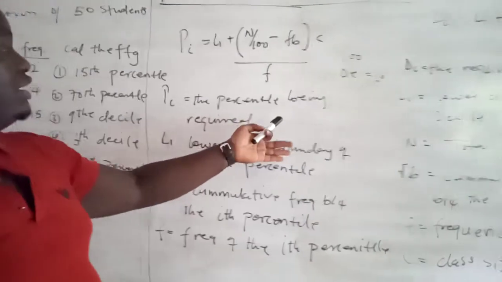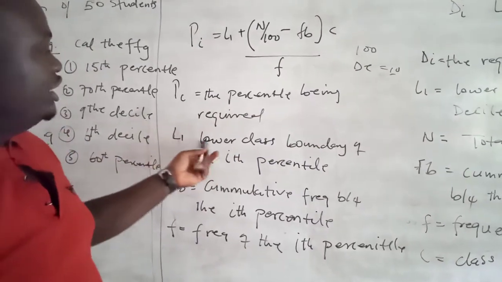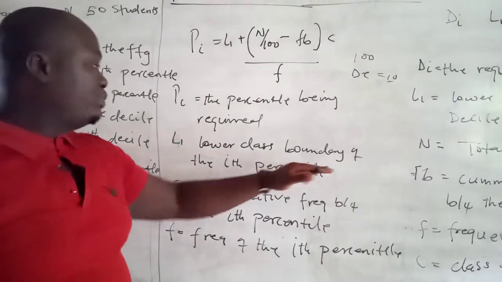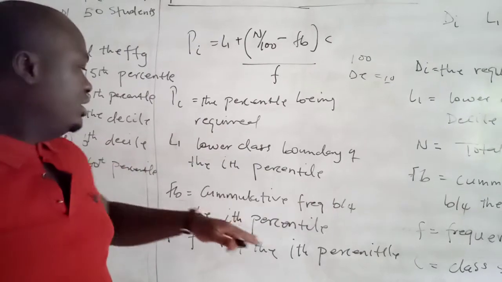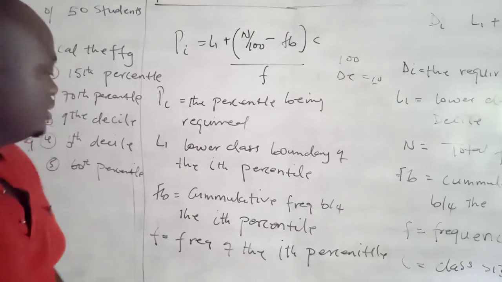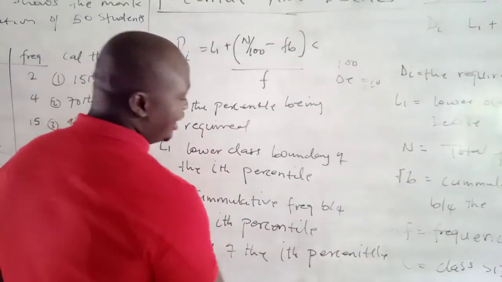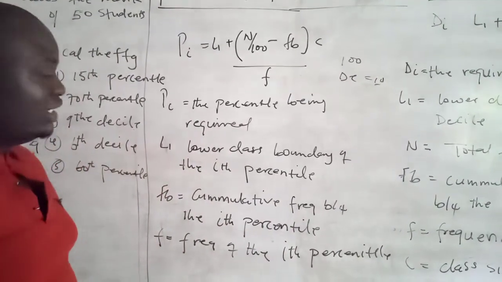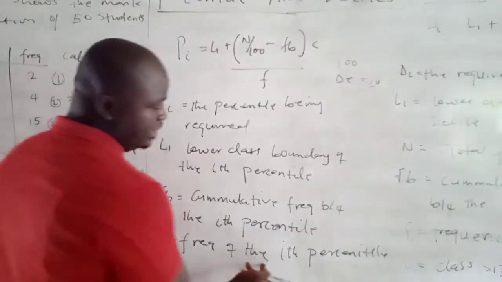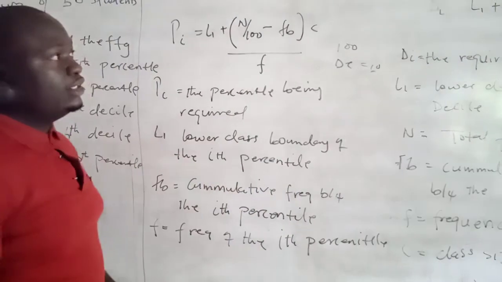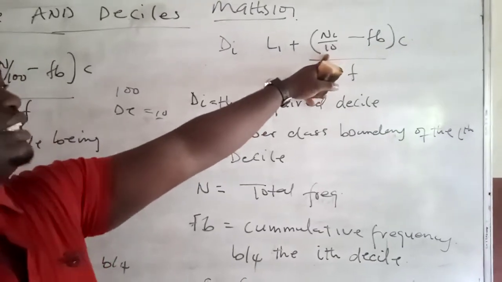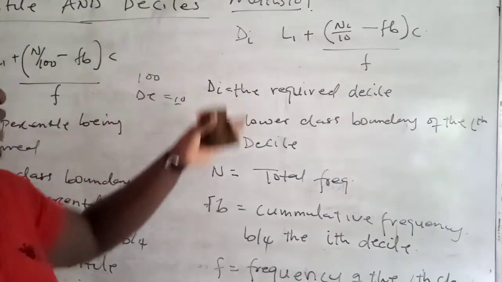So this is the percentage being required, and this is the lower class boundary of the nth quartile. The lower class boundary of the nth percentile. This is the cumulative frequency before the nth quartile and the nth percentile. We just finished quartile and quartile range. That's why I keep on repeating quartiles. And this is what? The frequency of the percentile, right? Good. But if we're talking about decile, you can see that the only difference is just this thing here, because we're talking about decile. So it's still the same thing.